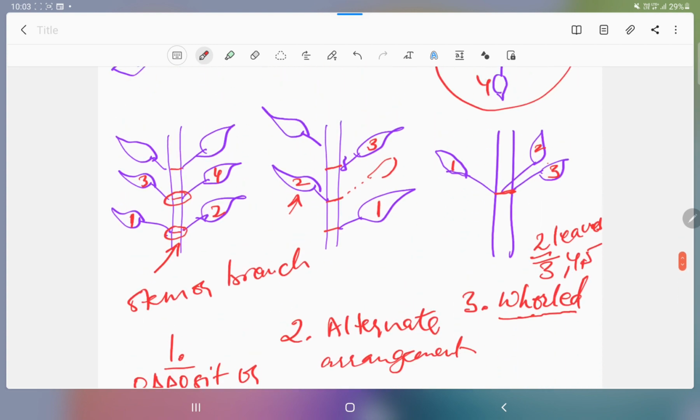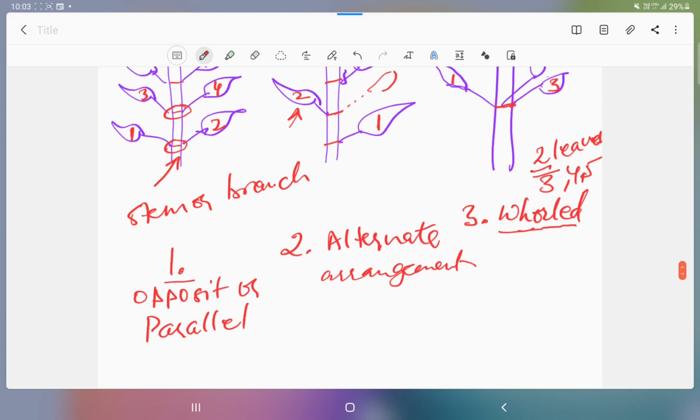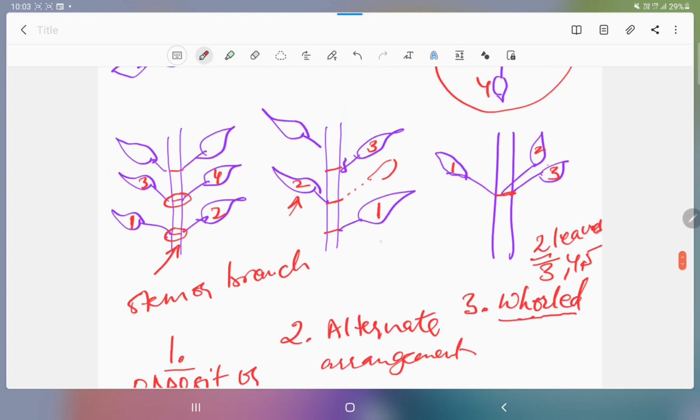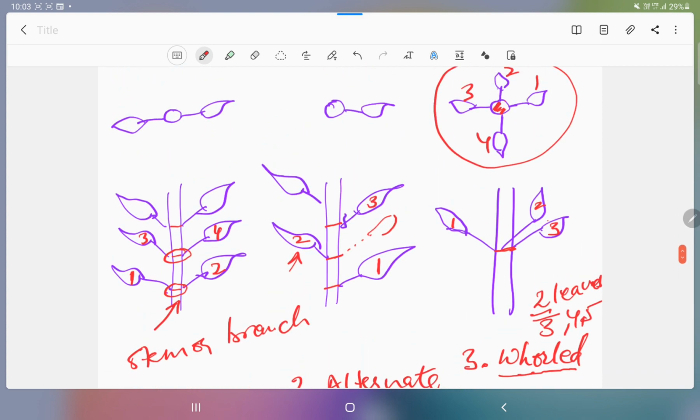Now I hope you've understood the three different types of arrangements of leaves. The three arrangements of leaves are the opposite or parallel arrangement of leaves, in which two leaves arise from the same node but are found opposite to each other. The second type is called alternate arrangement, in which each node gives rise to only one leaf and the other leaf is found in the other node on the other side of the stem or the branch. And the third type is called the whorled arrangement, in which there are more than two leaves found on the same node. There can be 3 or 4 or 5 different leaves arising from the same node.